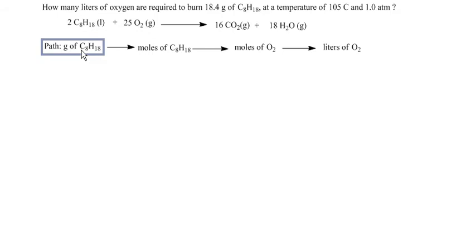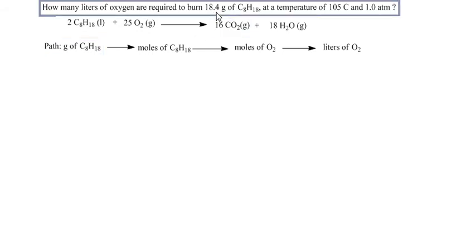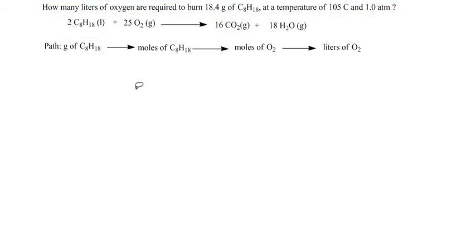We're starting with grams of C8H18 because that's what we're given. We're going to convert that to moles of C8H18. Whenever we want to go from an amount of one substance to an amount of another substance, we have to go to moles. The chemical equation tells us about the mole to mole ratio, not the gram to gram ratio. So we're going to go to moles of C8H18. We're going to convert that using the balanced chemical equation to moles of O2.